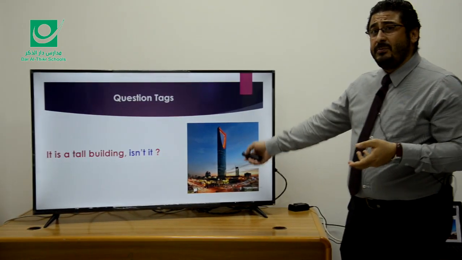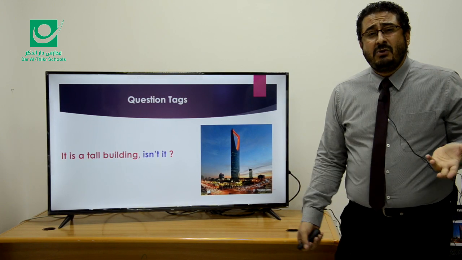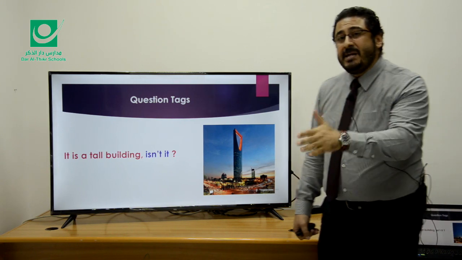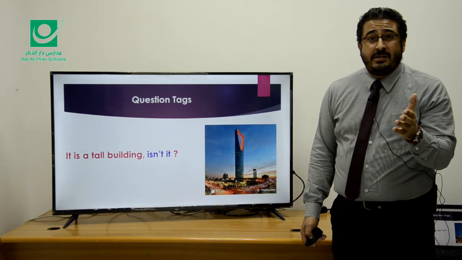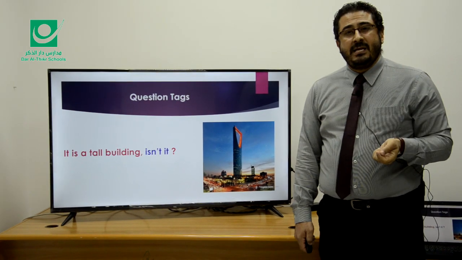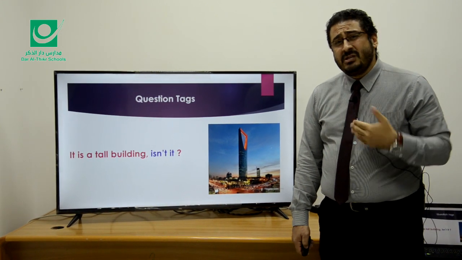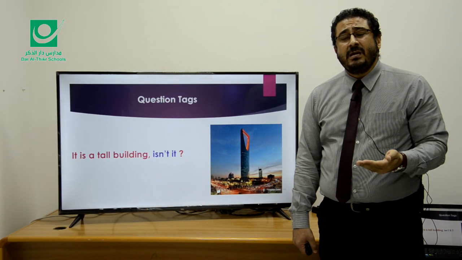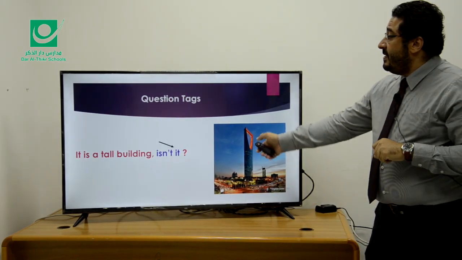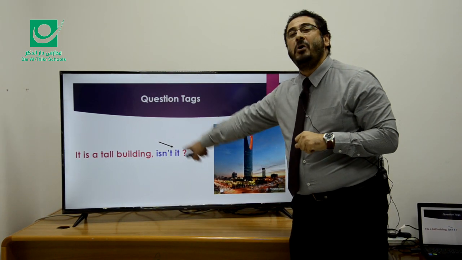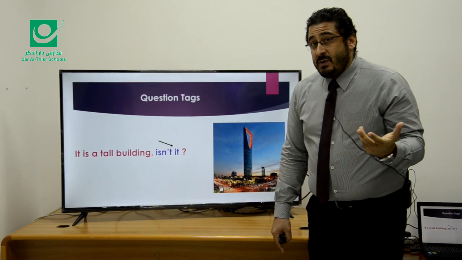But obviously in this example, as we are looking at this picture, it's a tall building. So you're not confirming or making sure that what you are saying is right, but you expect the listener to agree with you. And it depends on the tone of the question. For example, listen again. It's a tall building, isn't it? Do I really want an answer, or I'm just making a statement and I expect you to agree with me? Yes, I'm making a statement and I expect you to agree with me. And the tone here is a falling tone. It's a falling tone because you don't need an answer.